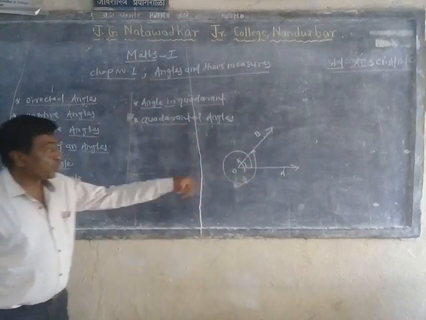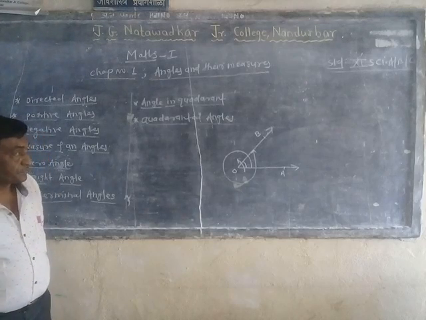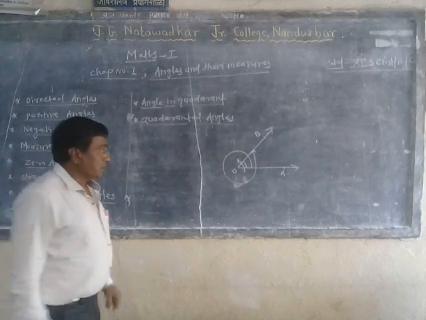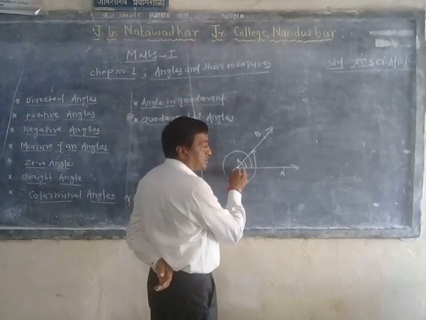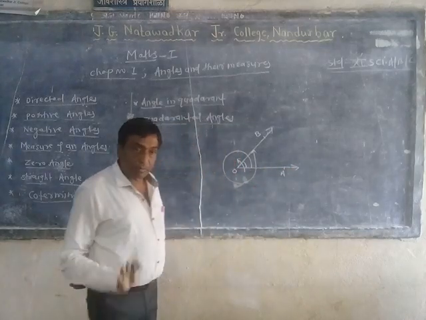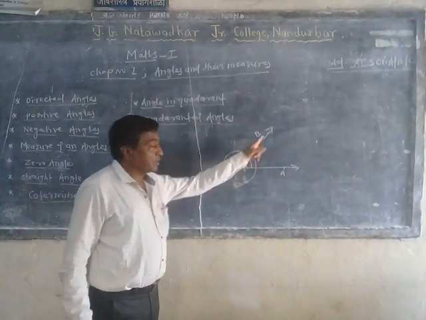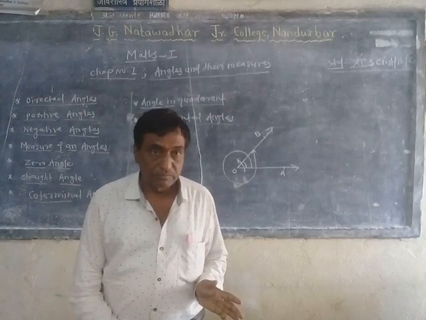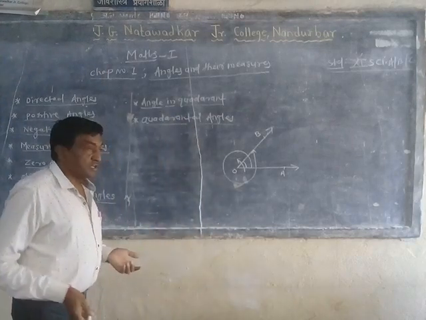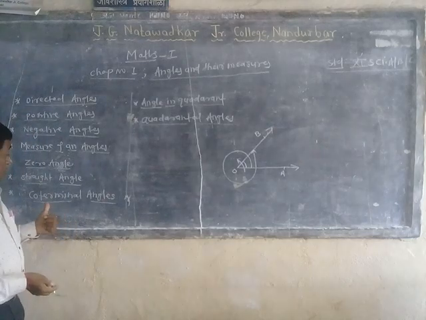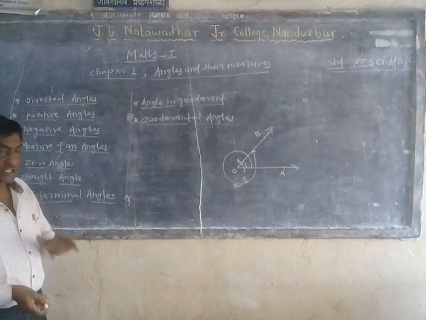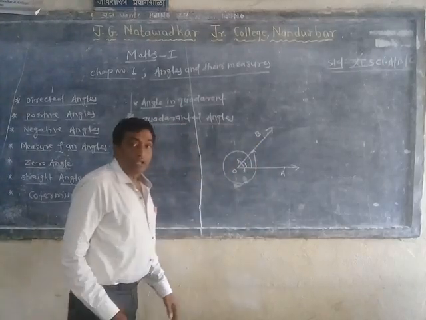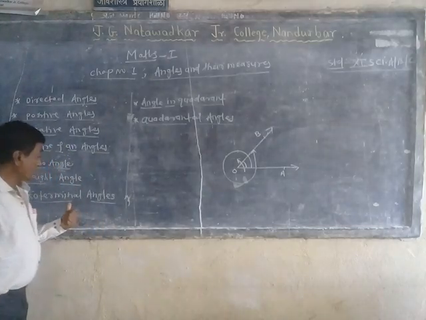Now these both angles are called coterminal angles. Coterminal angles means both angles have the same initial arm and the same terminal arm, but only their measures are different. Such angles are known as coterminal angles. It may be more than two angles also. Suppose again I take another angle. It may rotate two times and come here again. All these three angles are called coterminal angles.